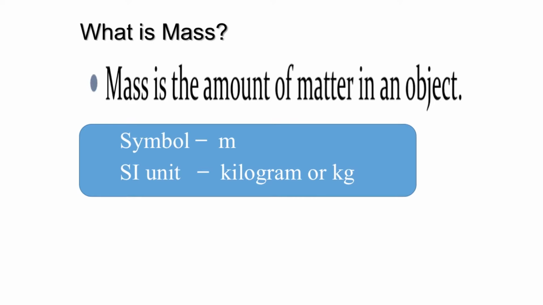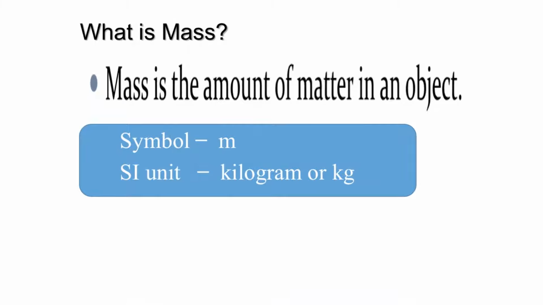What is a mass? We say a mass is the amount of matter in an object. The amount of matter in an object we refer to as mass, for which we use the symbol M, and the SI unit is the kilogram, or you can just say kg.